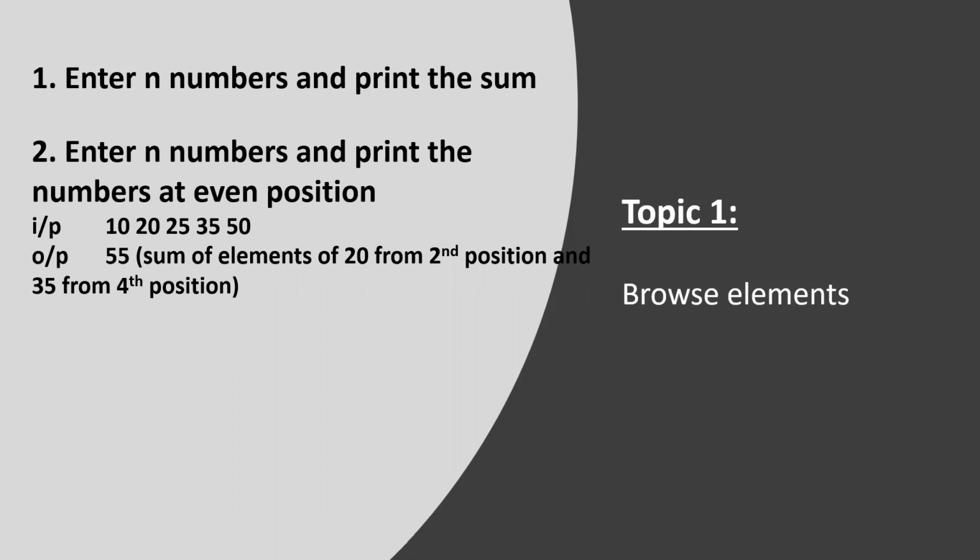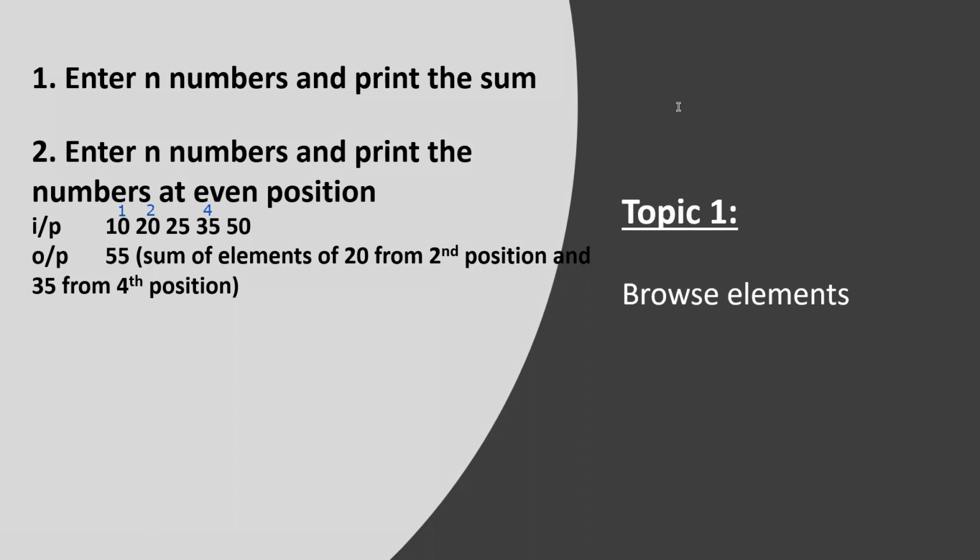Now I will show you some examples where you cannot use the for each loop; it is not even possible. First, in this program: enter n numbers and print the numbers at even position. You can see we have 5 numbers, and 20 is at the second position. This is our first position, this is our second position. If anyone asks for the sum of numbers at even positions, I need to add 20 and 35. That is 55, because they are placed in even positions.